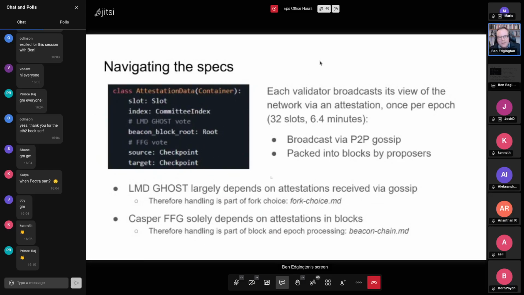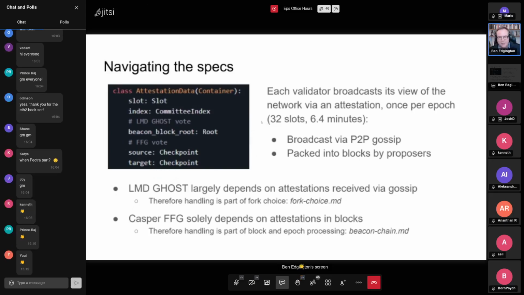So moving on from the challenges, we get into the specs here. I will show some code in the course of the presentation. We've got this attestation data object, and this is how nodes communicate with each other. They communicate with each other in two ways. One is through attestations, and there are hundreds of thousands of these every slot, and also through blocks, of which there is one per slot, ideally.